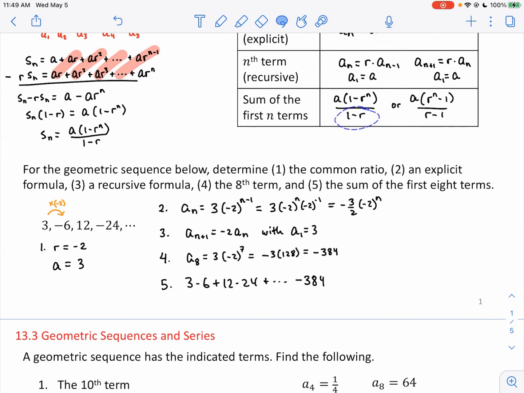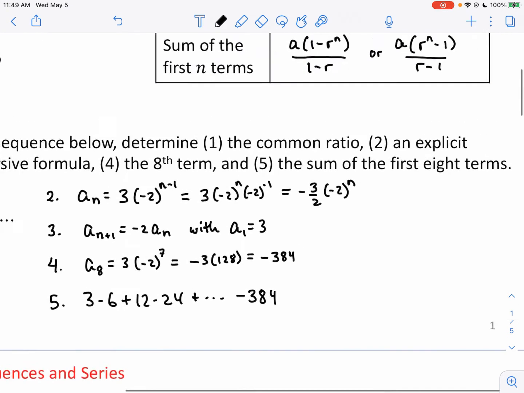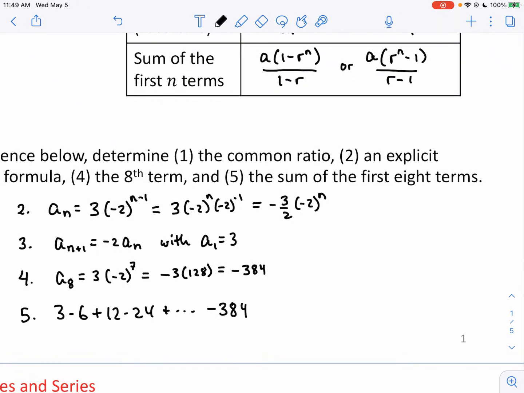Since my ratio is negative, I realize that if I use this denominator here, I'll have a 1 minus a negative number. That'll be a positive denominator. Or over here, I'll have a negative denominator. So I'm just going to go ahead and use this version of our formula. It really doesn't matter, though. They should simplify to the same thing.